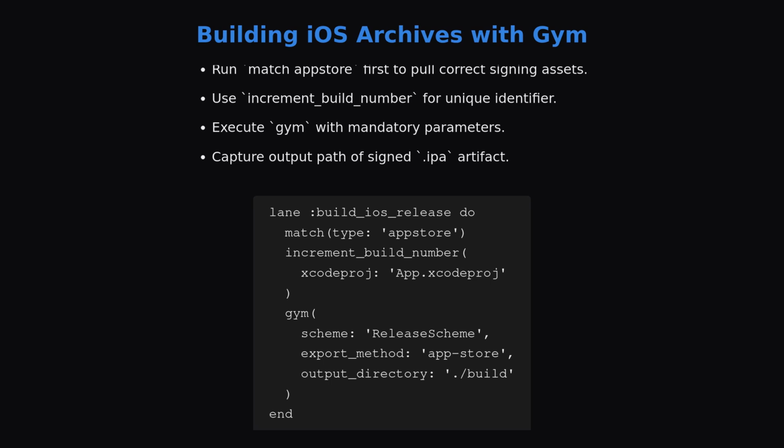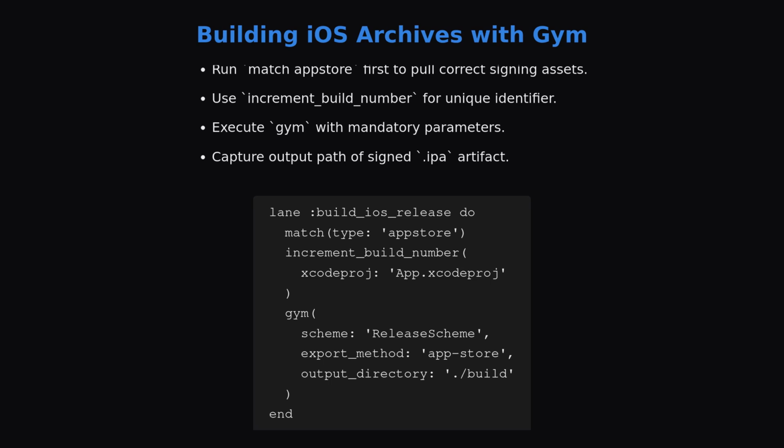Crucially, integrate the increment_build_number action immediately before gym execution. This action automatically updates the build number in the project file, ensuring a unique build identifier is generated for every submission to App Store Connect. Ensure the match action runs immediately prior to gym.